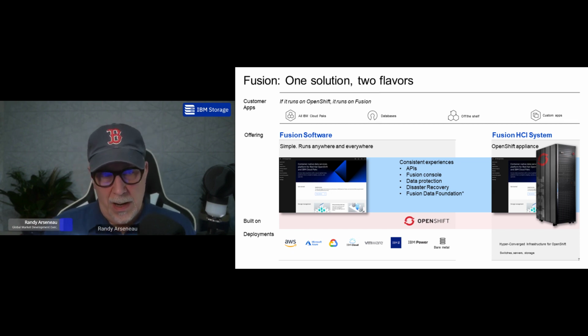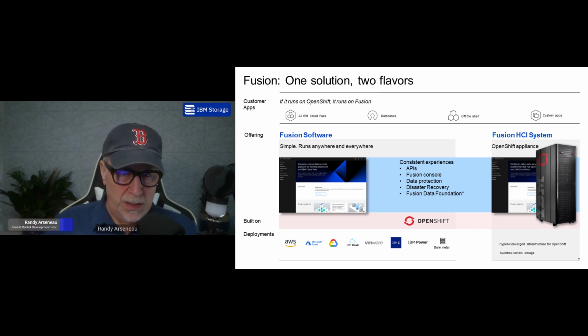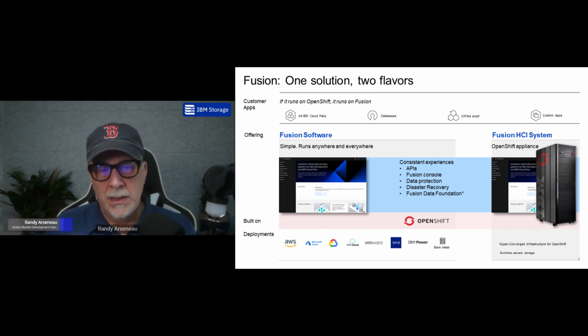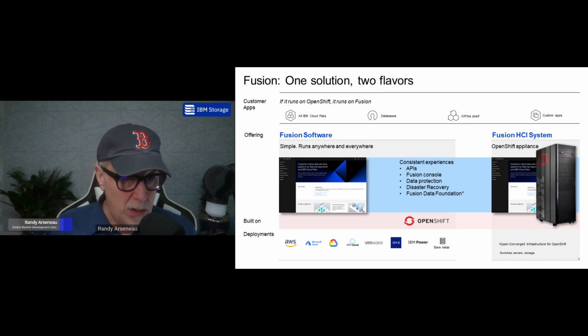So again, as Ryan mentioned, Fusion is a single solution available in two flavors or two deployment models. There's the software version, and then there's the pre-integrated appliance version, the HCI solution. They share a lot of common things across them, whether it's the basic console interface, the management interface, the data protection and data resilience and disaster recovery capabilities, and then also the data foundation layer. There are some differences between the two, which are beyond the scope of this discussion, but the point here is that it is a single solution designed to support OpenShift running anywhere.